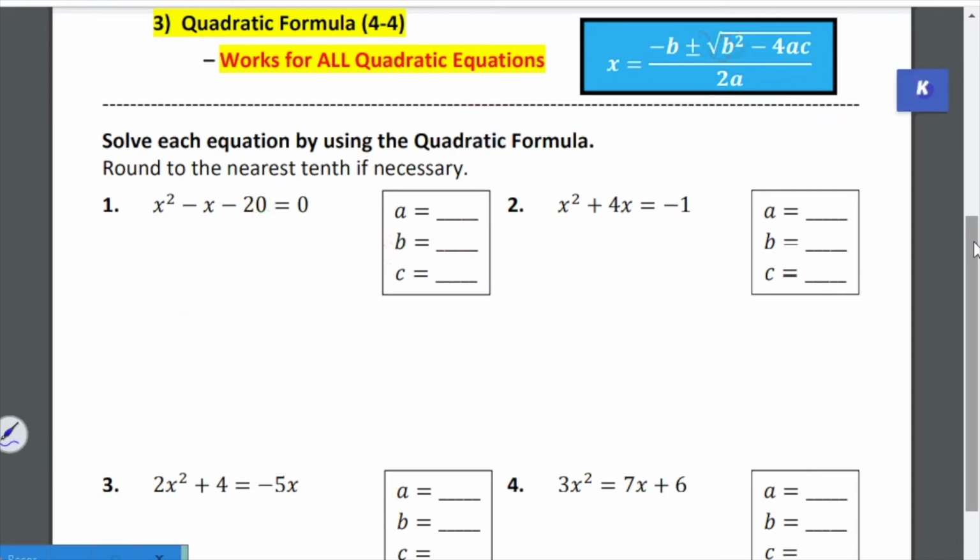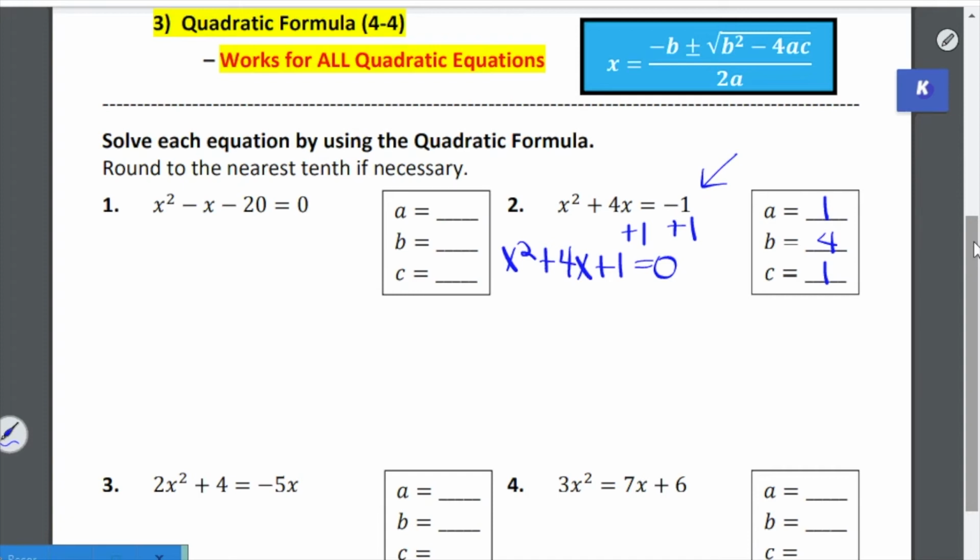So let's look at this next problem. What do we notice first? We do not have a 0. So we're going to have to add 1 to both sides, and we get x squared plus 4x plus 1 equals 0. Now we're good to go. Our A is 1, our B is 4, our C is also 1. I can look at that and tell immediately I cannot factor that.